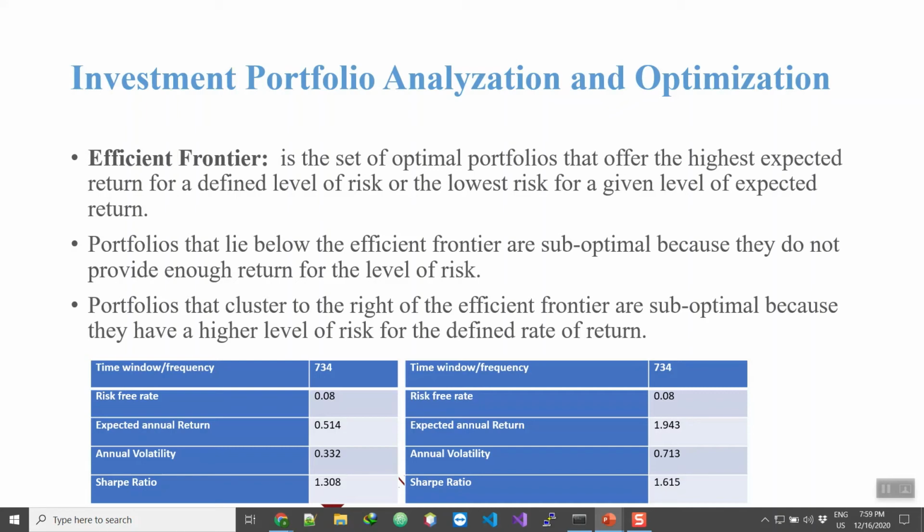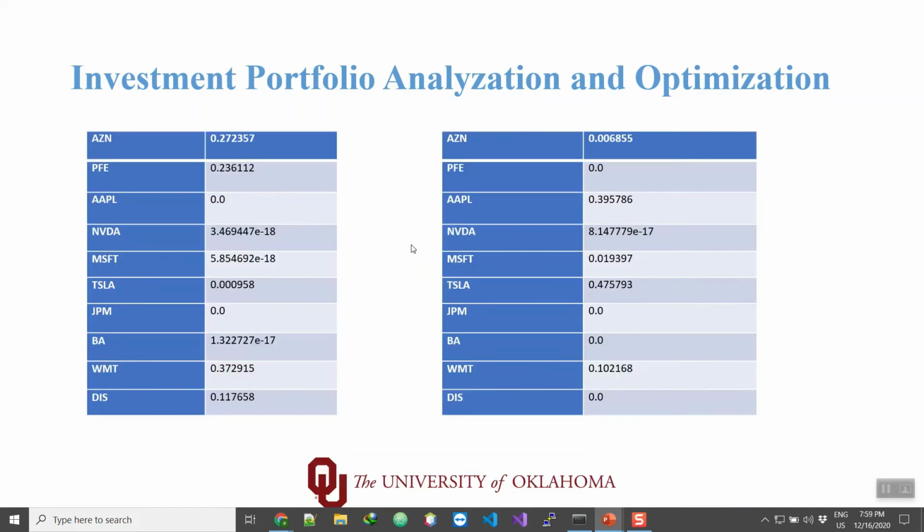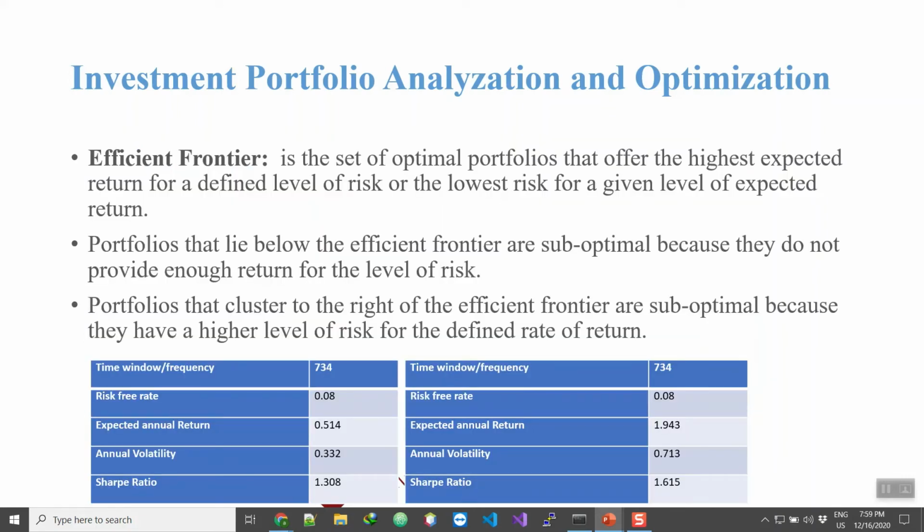So there are mainly two methods I did here, and there are a lot of methods online as well. The first method is the efficient frontier, a set of optimal portfolios that offer the highest expected return for a defined level of risk, or the lowest risk for a given level of expected return. The second method is the Monte Carlo simulation.